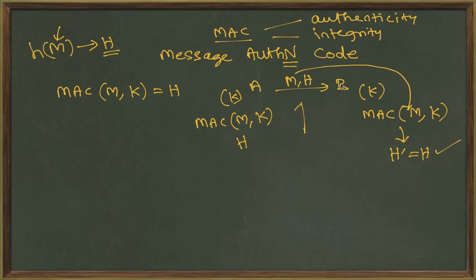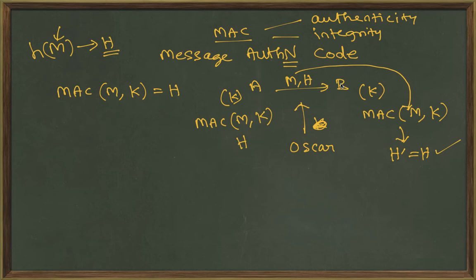In this case, the outsider Oscar cannot perform the attack because in order to perform the attack, Oscar needs to know the key K, right? Here Oscar doesn't know the key K. That means he cannot perform the attack. He can modify the message, but he cannot modify the H value. If he wants to regenerate the modified H value, he needs the key K. So without the key K, he cannot regenerate the H value.